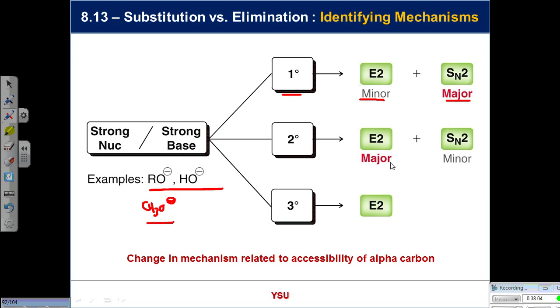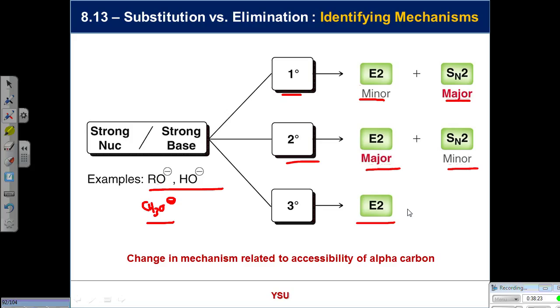This will cause you nightmares if you're not keeping up. In this case with the secondary systems, the E2 is starting to become the major, and the SN2 is starting to become the minor. Why do you get less SN2? More crowded, less accessible. You're going to go for the beta protons instead, and so that's why we get more of that stuff. And then down at the bottom, why do I exclusively get this as the E2 product?